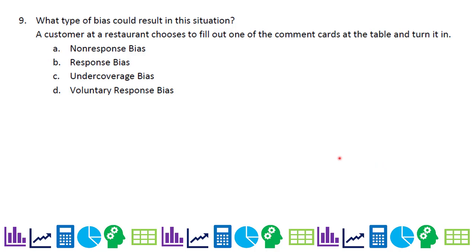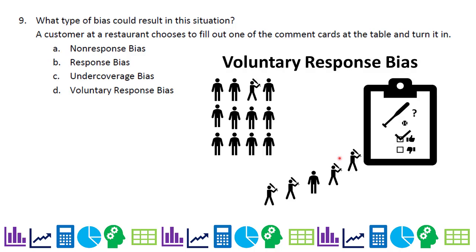This is actually a very common form of surveying, and it's voluntary response bias, because there are two types of people that are going to take the time to fill out a comment card and leave it. Most of us don't fill out every comment card we see. If it was okay, we're not going to fill out a comment card because it's not worth our time to leave a comment.